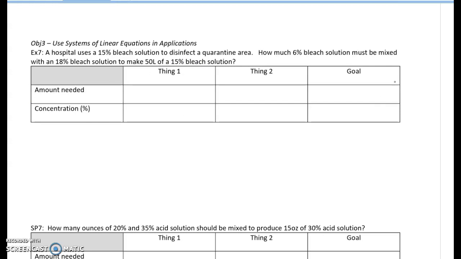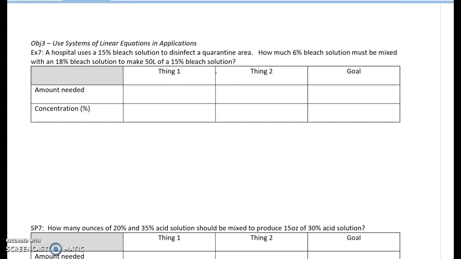So a table can really help you out here, and I tried to make it kind of generic for any type of problem that involves mixture. It's kind of 3 rows and 4 columns, and the top corner is just to set up your labels. So the first actual column is thing 1, and then thing 2. I just put thing 1 and thing 2 because different problems have different topics. So it's always going to be about mixing two things together, and then you've got your goal of what you're trying to accomplish.